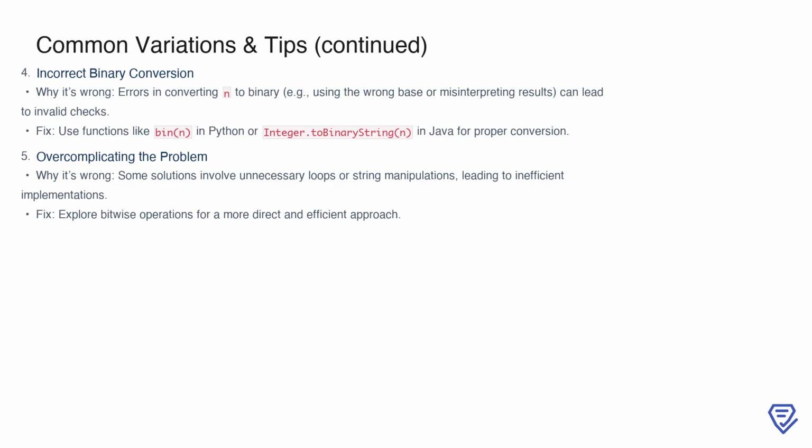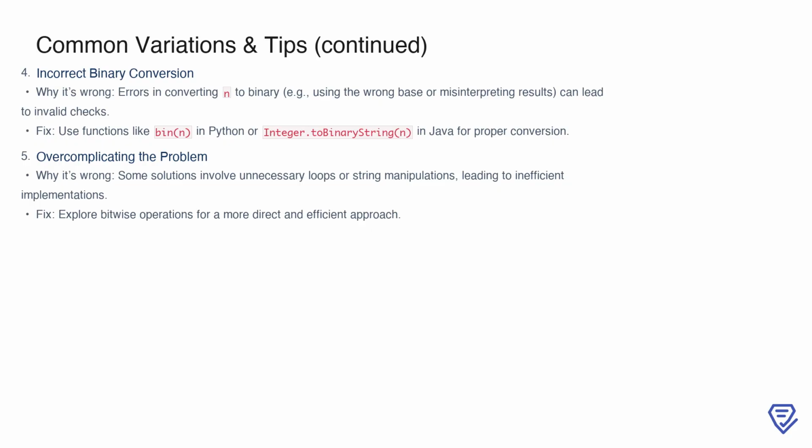Another source of errors is incorrect binary conversion. If you don't convert n to binary properly, such as by using the wrong base or misinterpreting the result, your checks for alternating bits will be invalid. To address this, use reliable functions like bin(n) in Python or Integer.toBinaryString(n) in Java to ensure accurate conversion.